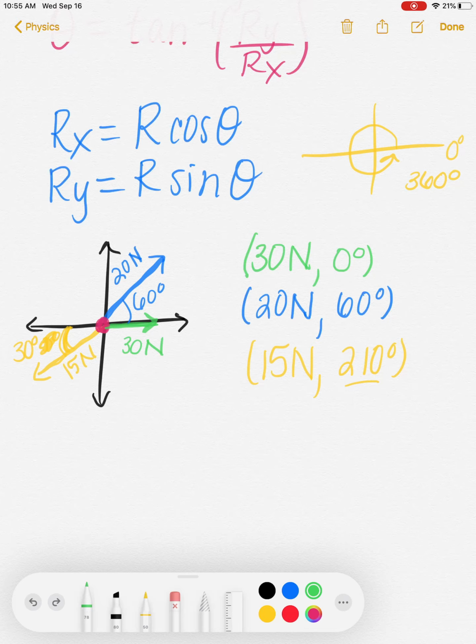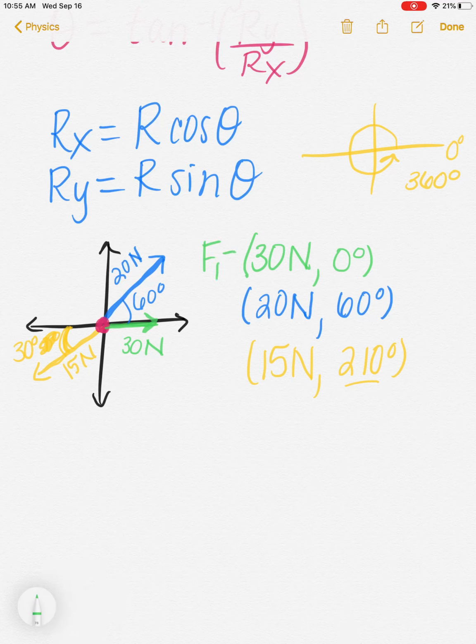So this is how you use analytical addition. All right, so we have to do this. Let's call this force 1 right here. I have to break force 1 into its x component and into its y component.